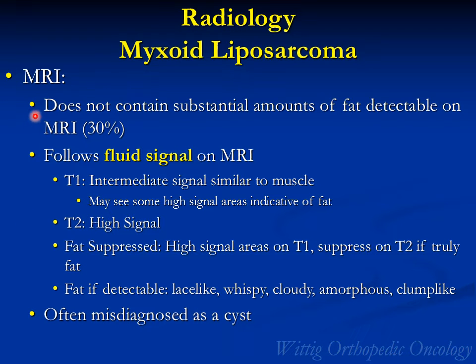On an MRI, a myxoid liposarcoma does not contain substantial amounts of fat. Maybe you can detect it 30% of the time if you're a really good radiologist. It follows fluid signal on an MRI. On the T1, you have an intermediate signal similar to muscle. You may see some high signal areas indicative of fat. On the T2, you have all high signal. On the fat suppressed images, high signal areas on the T1 may suppress if they are fat. And the fat, if it's detectable, usually is lace-like or wispy or cloudy. It's amorphous or clump-like. These can often be misdiagnosed as a ganglion cyst.